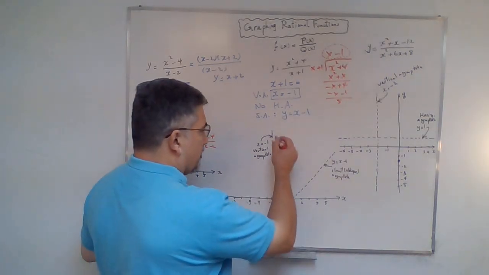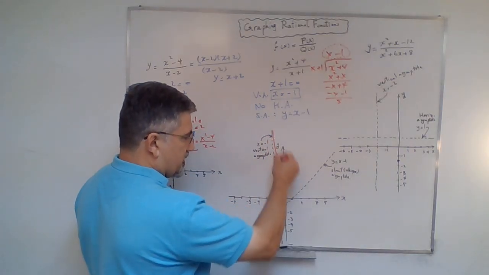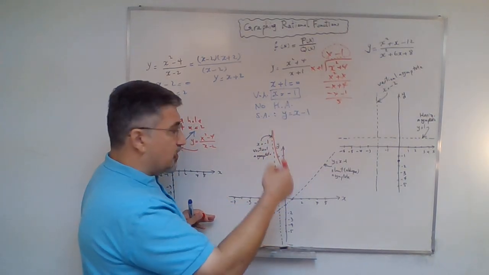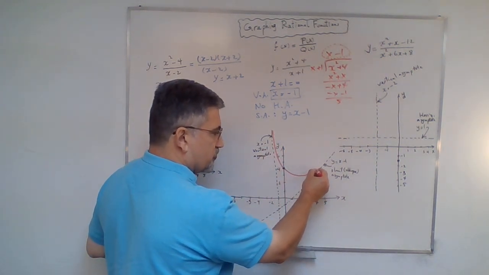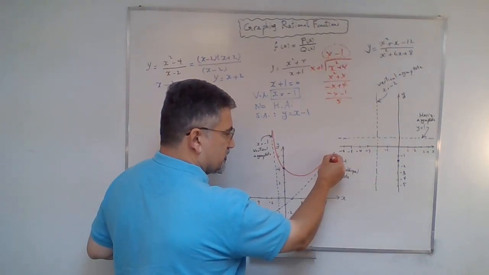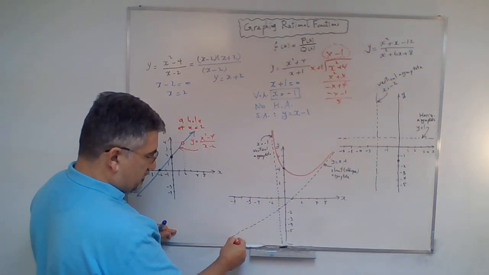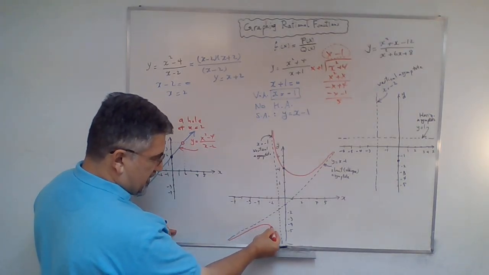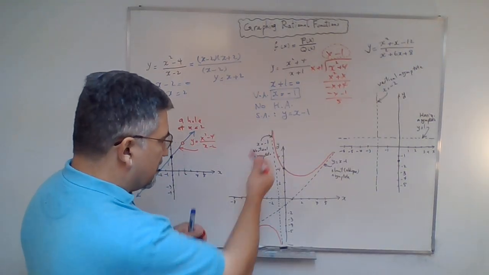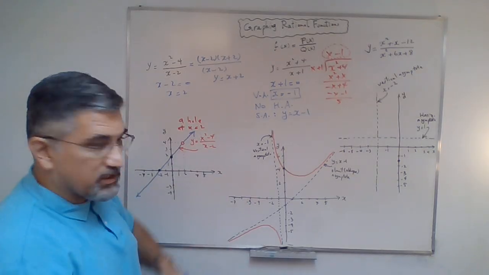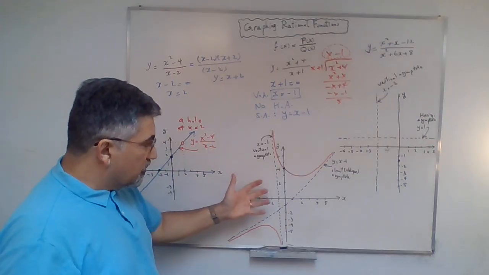So the graph starts from the right-hand side of the vertical asymptote. It decreases, crosses the y-axis at the y-intercept, and then it approaches its slant asymptote on the right-hand side. And the other branch is very similar to this one. Again, the graph starts increasing, and then it approaches negative infinity on the left-hand side of the vertical asymptote, whose equation is x equals -1. So that's how the graph of this rational function looks like.